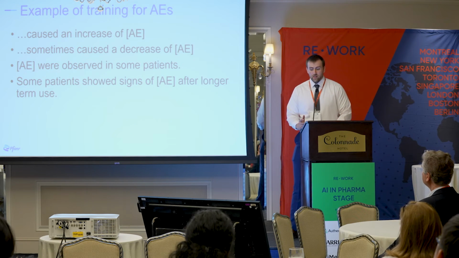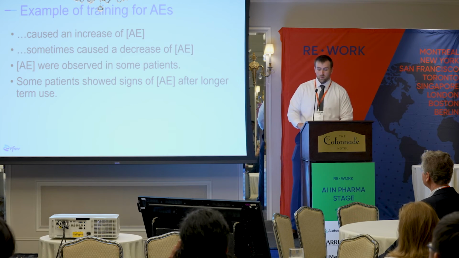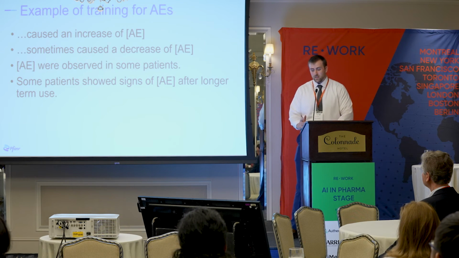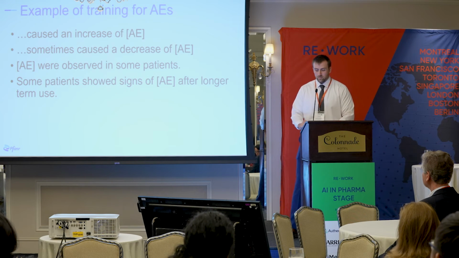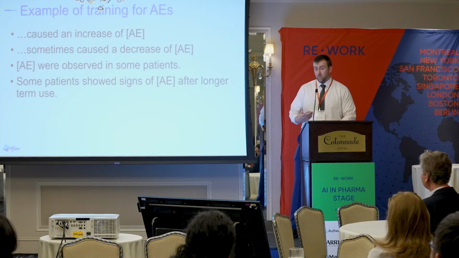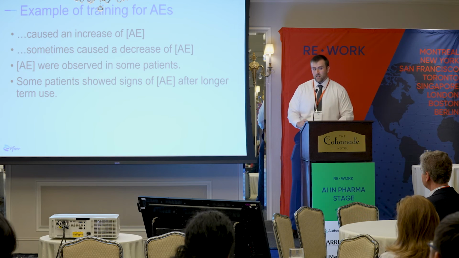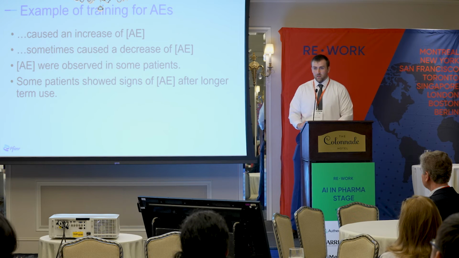When we look at training, we want to see the adverse events in different positions within the sentence. In the first case, we could see "cause an increase of some sort of adverse event" at the end of the sentence. Or we could also see "sometimes caused a decrease of adverse event," or "adverse event were observed in some patients." And finally, we could have it in the middle of a sentence, such as "some patients showed signs of adverse event after long-term use." In each of these cases, our named entity recognition model is going to be learning the distinct characteristics of how it's being used within those sentences and use that context to identify it.